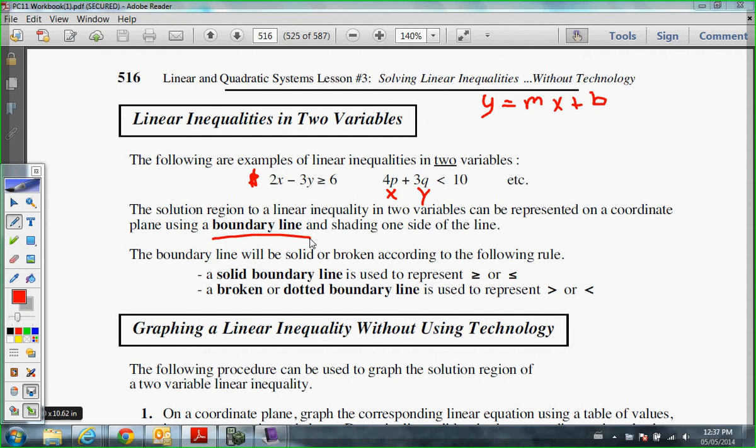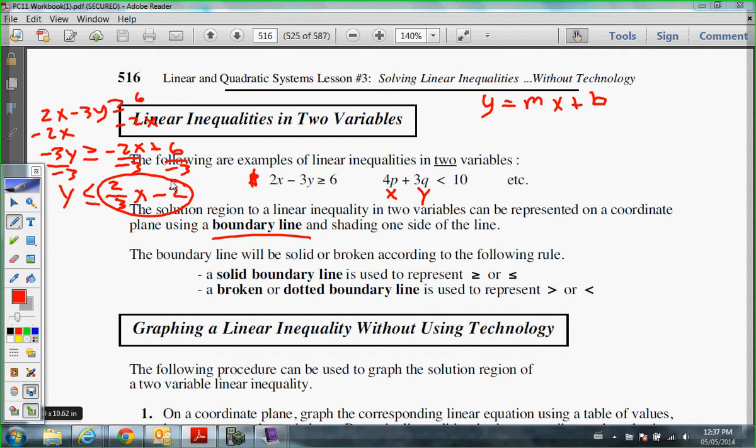So if I solve this, let's just do this one really quickly. I'm going to go 2x minus 3y greater than or equal to 6. I'm going to subtract the 2x. I'm going to divide by negative 3. So it's going to give me y, got to flip the inequality, 2/3 x minus 2. We can graph this. It's going to give me a line that looks something like this. Down 2, up 2 over 3. It's going to give me a line like this.